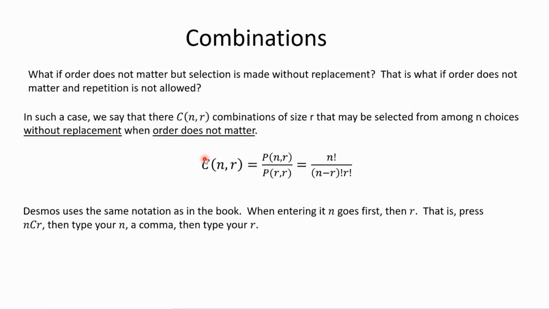With a combination, again, this is when you have n possible items, and you want to make an arrangement of r of them, of size r, without replacement, meaning no repetition, and order does not matter. Well, here we have a combination, and it turns out the number of possible combinations, C of n r, equals this.